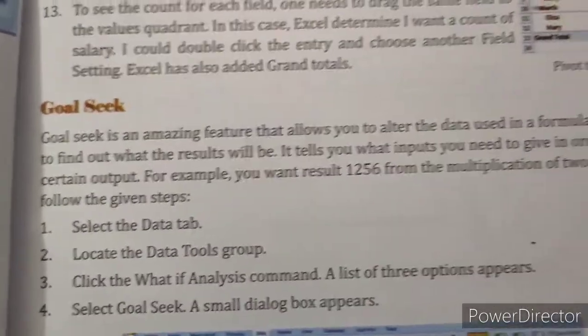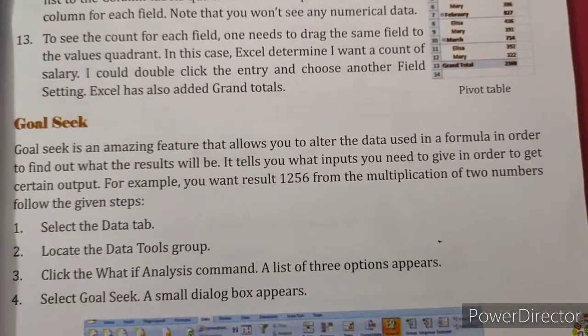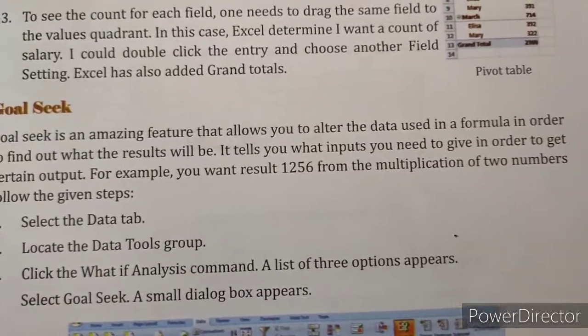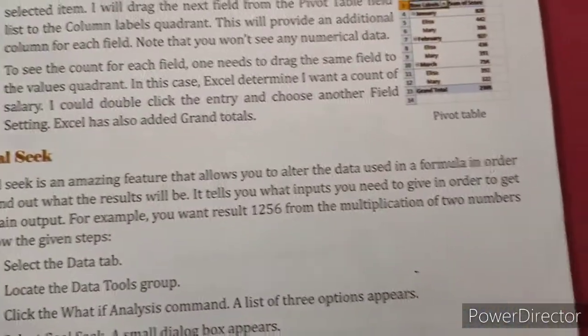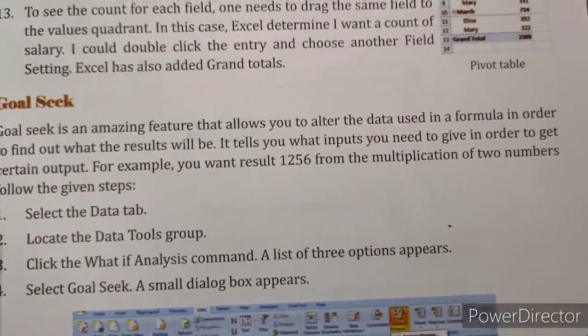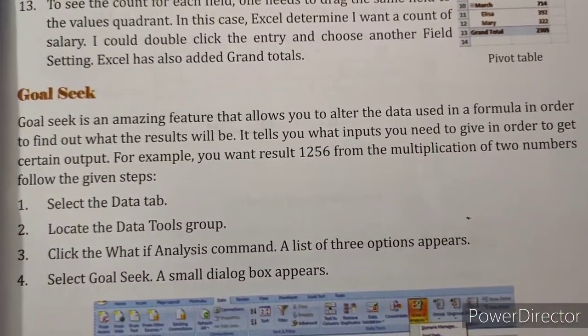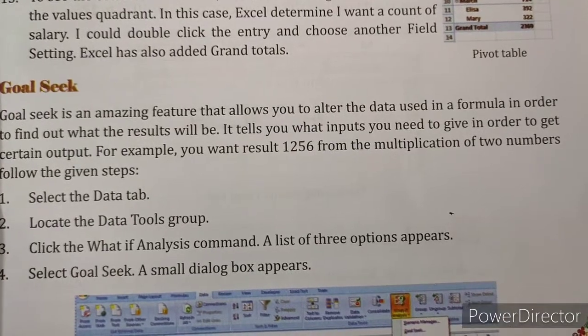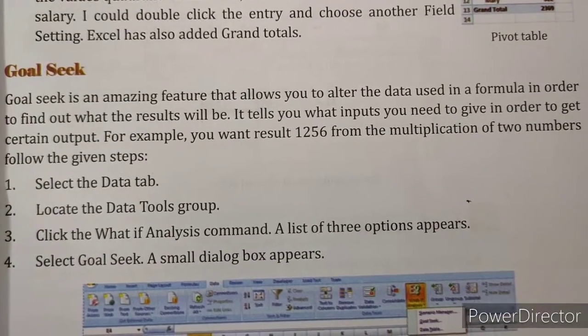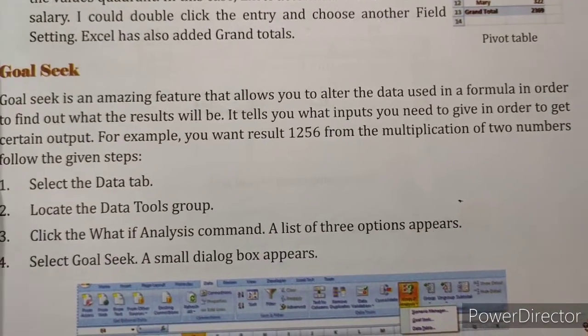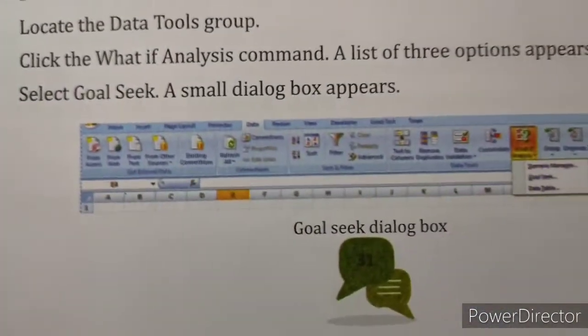Now goal seek is a feature that allows you to alter the data used in a formula in order to find out what the result will be. So here we can alter the data used in the formula. It tells you what inputs you need to give in order to get a certain output. For example, you want the result of 1256 from the multiplication of two numbers. So what do you have to do?